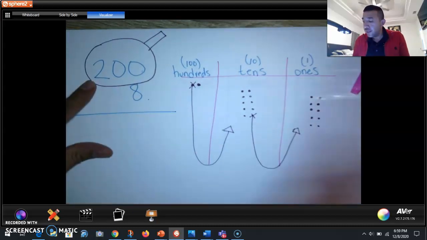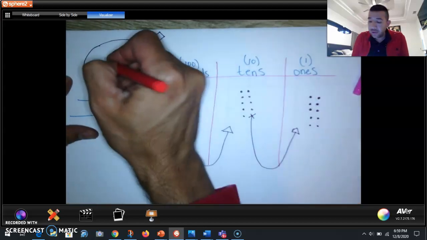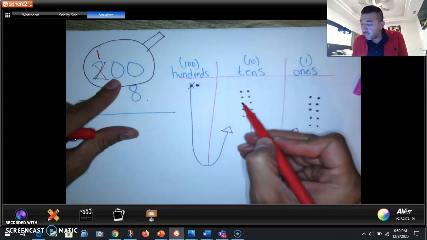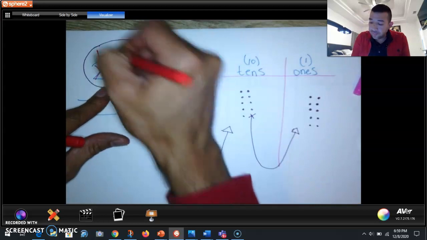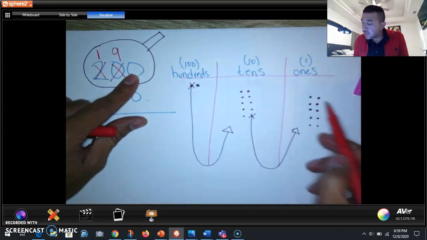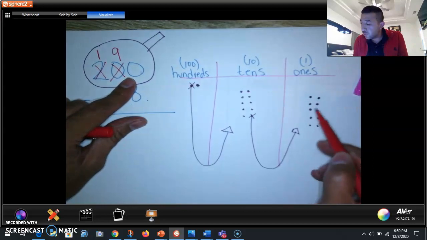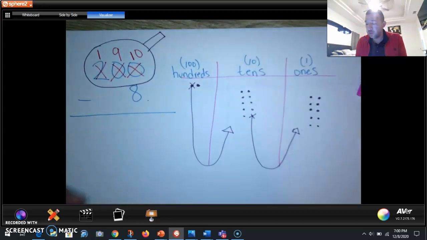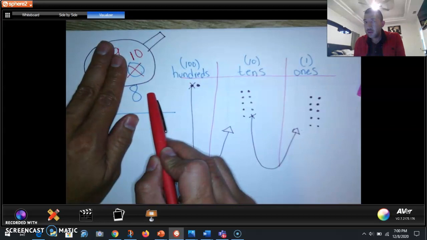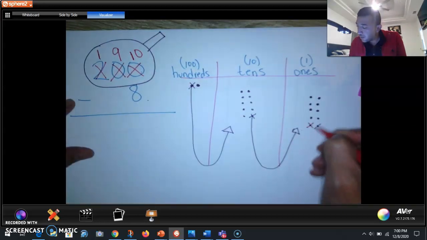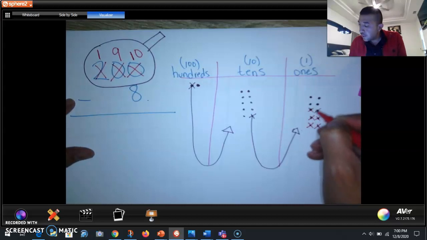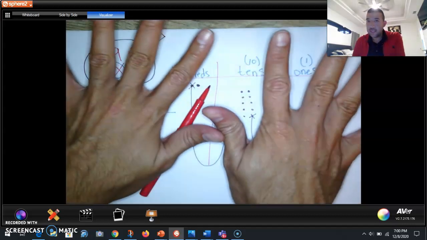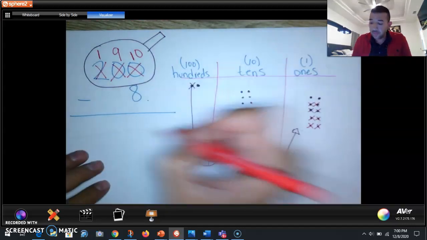Okay, now that 200 is now 100. That 0 tens is now 1, 2, 3, 4, 5, 6, 7, 8, 9. That 0 ones is now 1, 2, 3, 4, 5, 6, 7, 8, 9, 10. Ooh, now we can subtract. From the 10, we're going to take out 8. Cross out 8. 1, 2, 3, 4, 5, 6, 7, 8. So what's 10 minus 8? I have 10. I take away 8. I have 2.